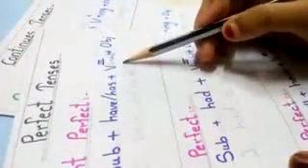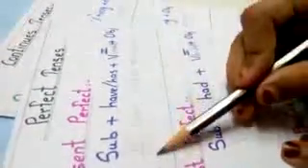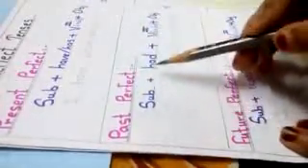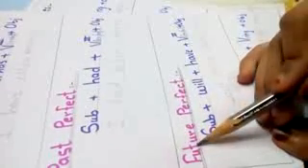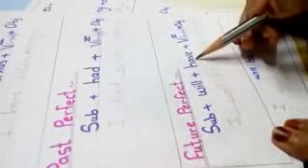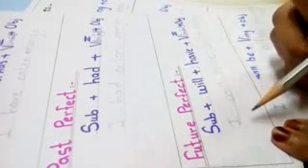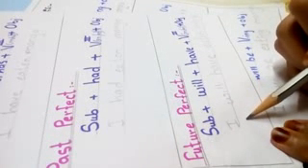Okay. Present perfect, subject plus have or has plus V3 plus object. I have eaten mango. Past perfect, subject plus had plus V3 plus object, that is I had eaten mango. For future perfect, subject plus will plus have plus V3 plus object, and the example is I will have eaten mango.